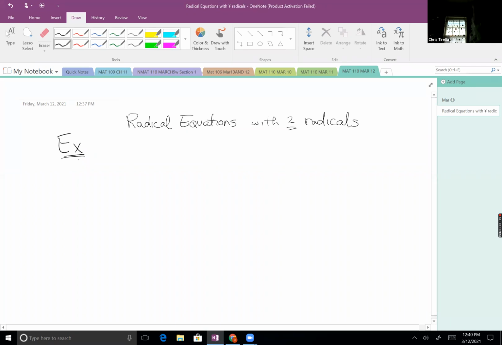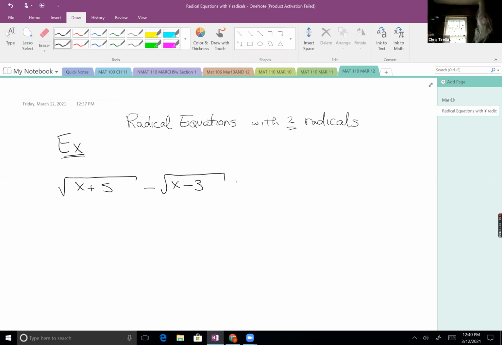So let's look at an example. Let's look at something like the square root of x plus 5 minus the square root of x minus 3 is equal to 2. And notice this is different than the other ones because it's got two radicals. And so I can't just square it once. If I did, multiplying what's on the left by itself would get quite ugly.